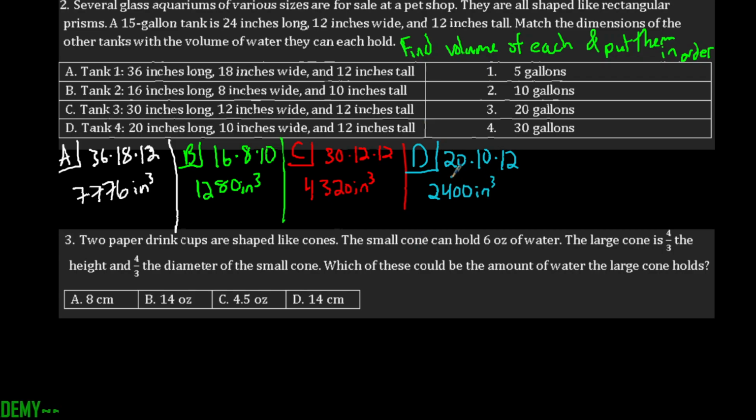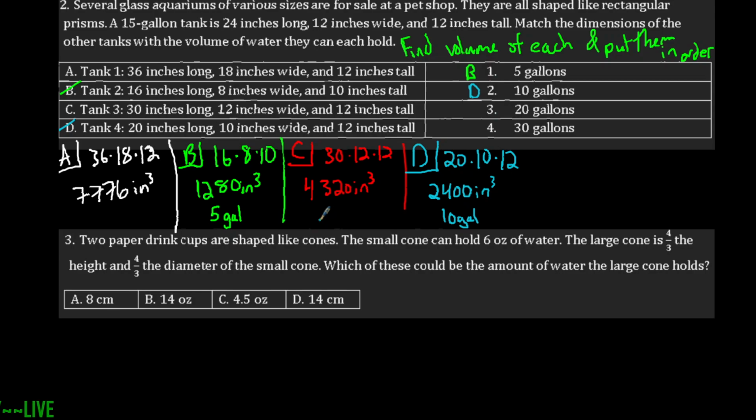So I would say that, well, out of these, B is going to be the least. So I'd say B goes with 5 gallons. I could say B goes with the first one, cross it off. Then my next one is going to be D, because that's 2,400, so that's going to be 10 gallons. So that's going to be D.